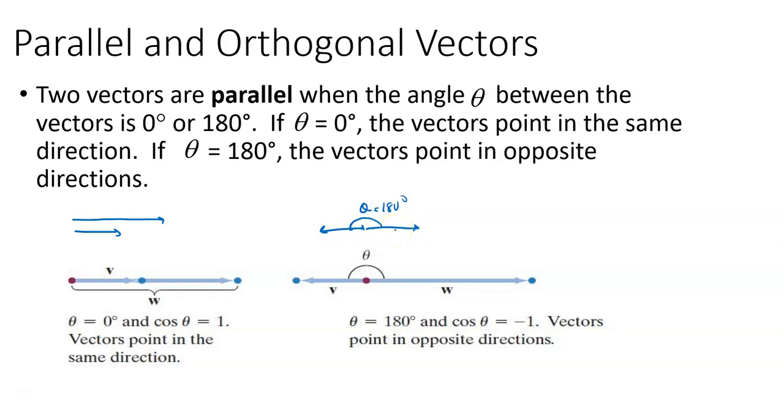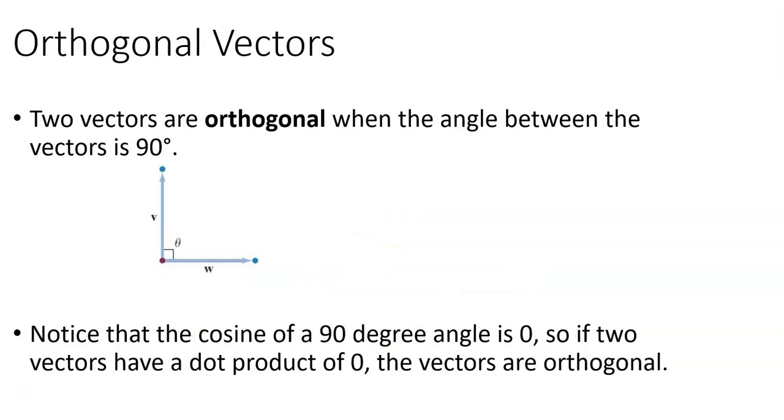Interesting, but not as interesting as this. Ooh, a new big word. Two vectors are orthogonal when the angle between the vectors is 90 degrees. As you probably noticed from my definition in the pictures, you're probably more familiar with the word perpendicular. This is the symbol for perpendicular, like in my picture over there. Vector v is perpendicular to vector w. But you'll also see the word orthogonal. Orthogonal is just another word for perpendicular.